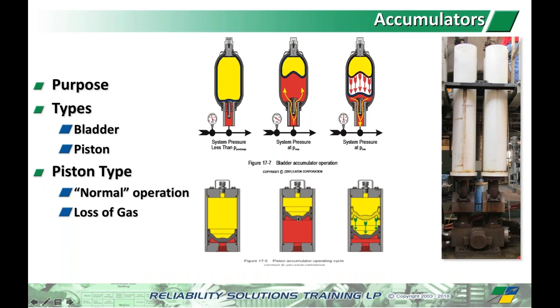Accumulators, a couple of types of accumulators depending on what you have. I think the most common type is going to be the bladder type, where we have a rubber bladder inside a chamber that's filled with an inert gas. Hydraulic fluid here pressurizes the bladder and compresses the gas. A loss of system pressure results in the bladder pushing the fluid back out into the system.